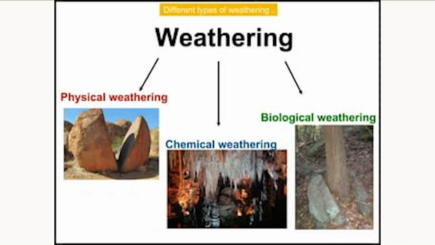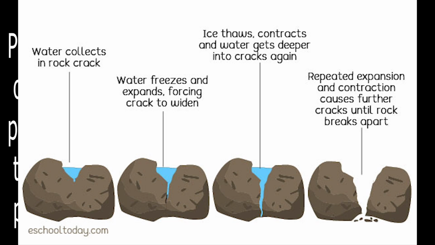Let us look at the definition of the types of weathering. Number one, physical weathering or mechanical weathering. Physical weathering is the mechanical breakdown of rocks into smaller particles. In the process of physical weathering, the chemical composition of the rocks does not change.